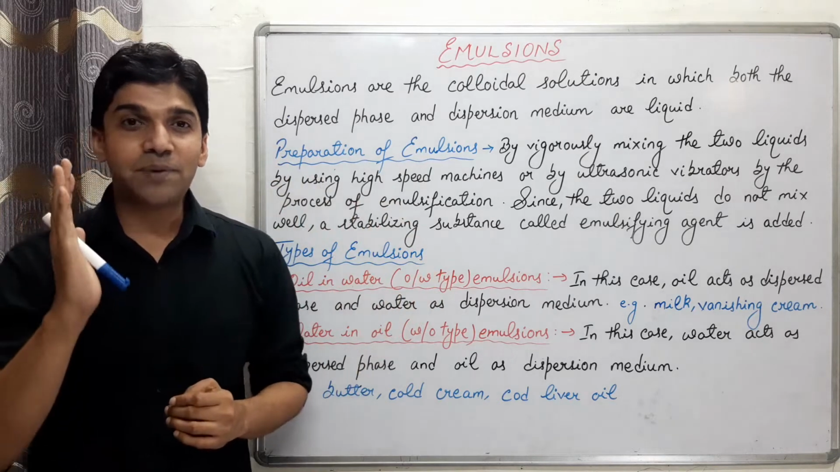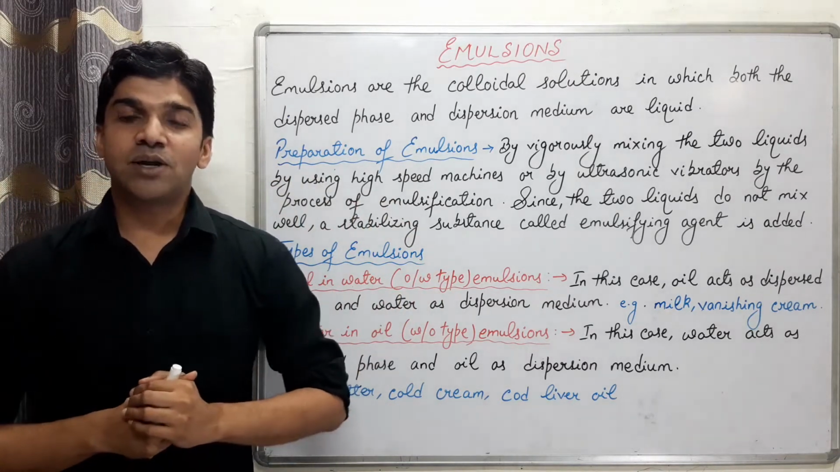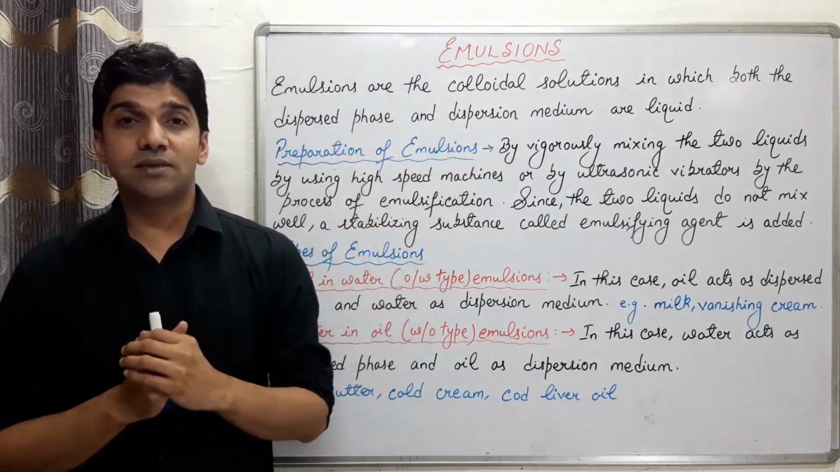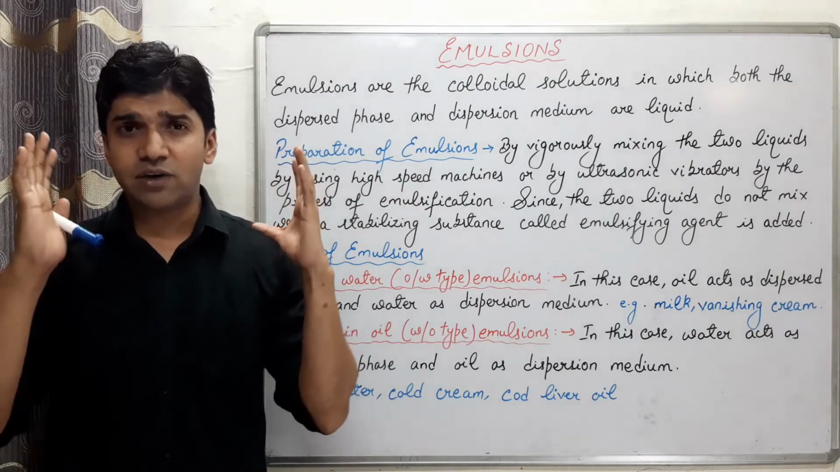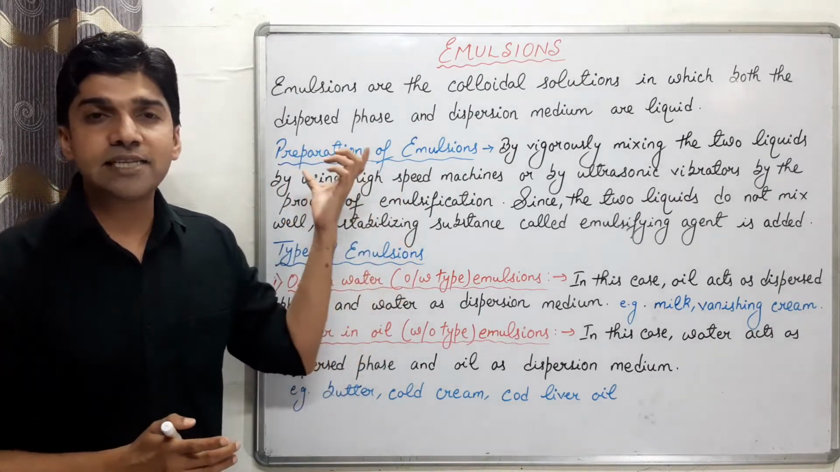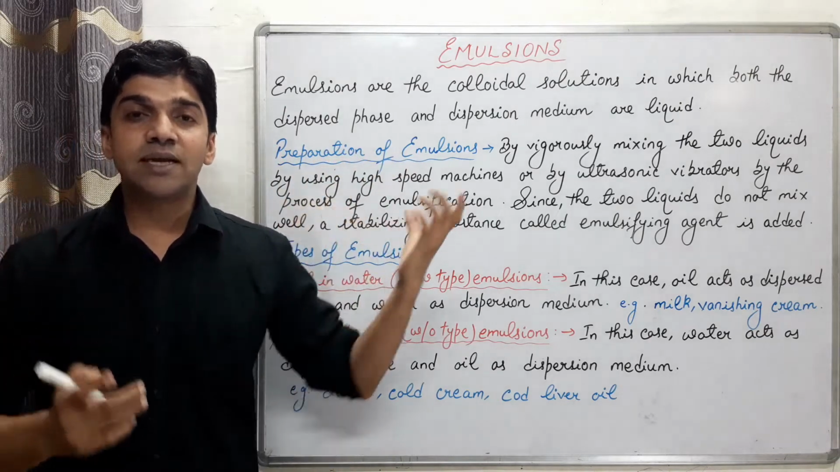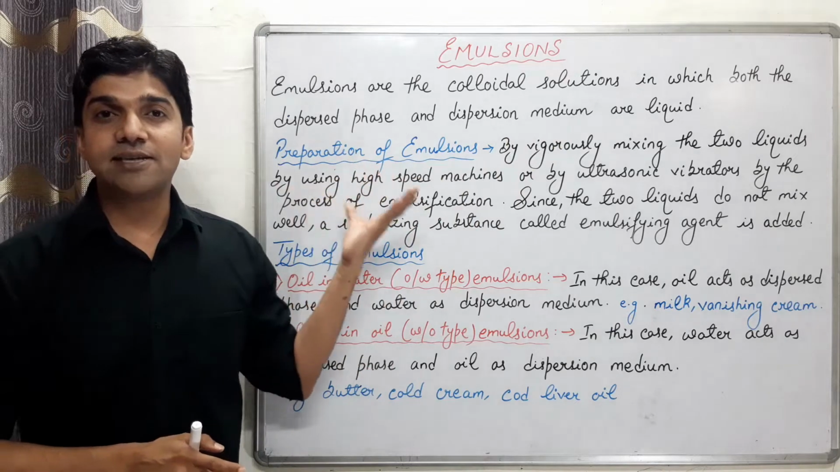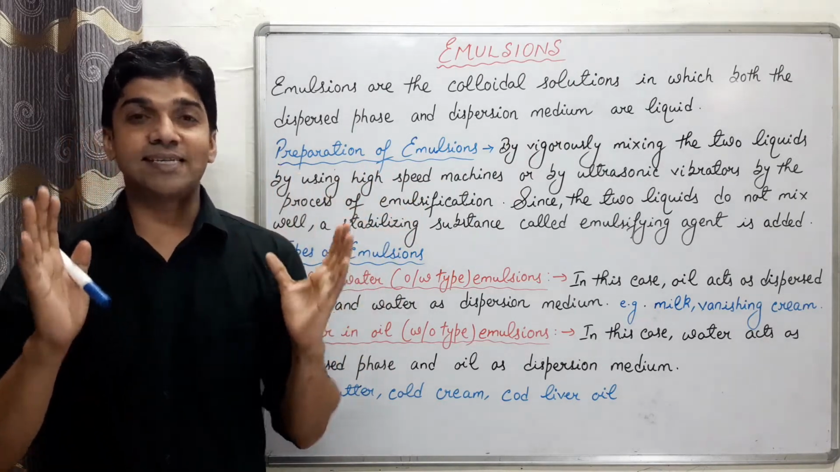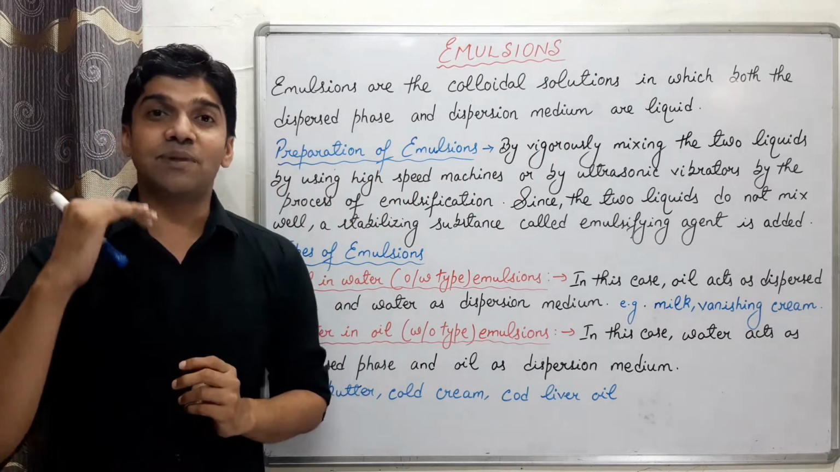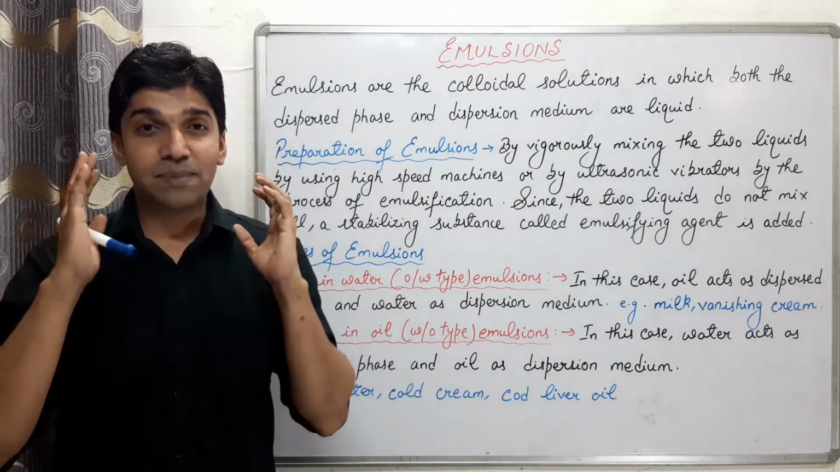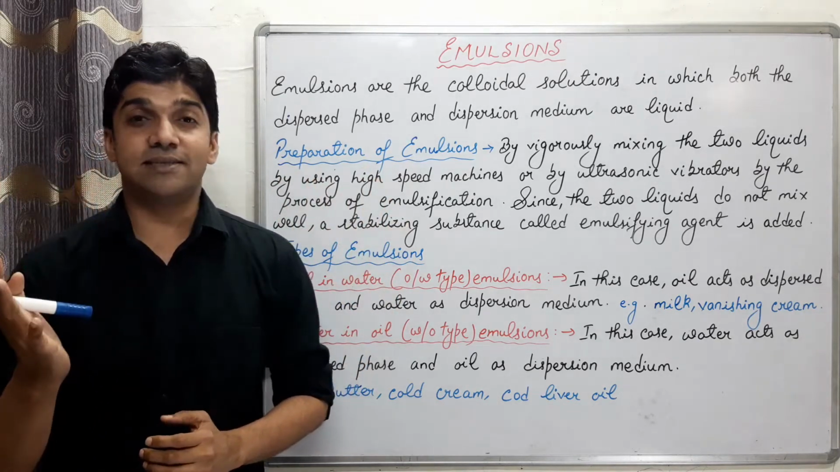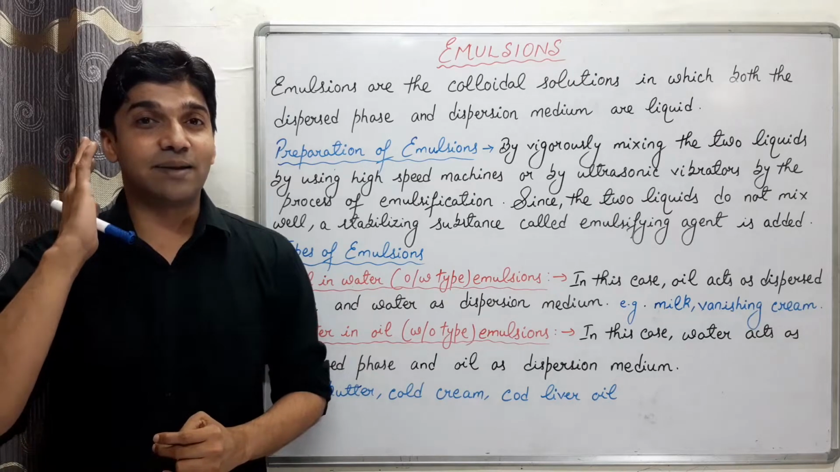Now how can we prepare emulsions in the lab or in industries? कैसे बनाते हैं? By vigorously mixing the two liquids. So we mix the two liquids vigorously. How? By using high speed machines or by using ultrasonic vibrators by the process called emulsification. So emulsification is the process by which we prepare emulsions. How? By mixing the two liquids vigorously by using high speed machines or by using ultrasonic vibrators.